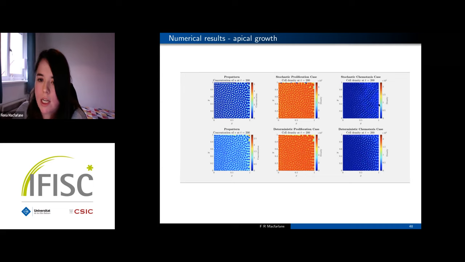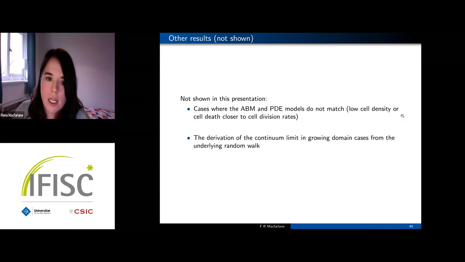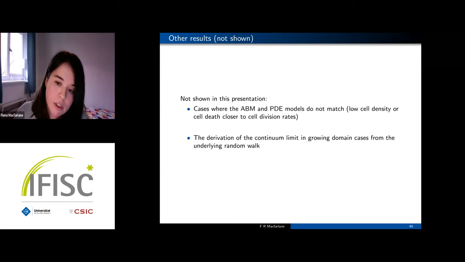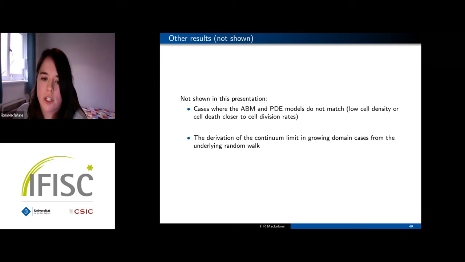Again, with these cases, we see a little bit more randomness in the individual based model. I've not had time to show you cases from that simulation where the agent-based model and the PDE model didn't match. Those were cases with low cell density, or where cell death was closer to cell division, which leads to a bit more randomness. I also didn't show the equations for the growing domain cases, as they're a little bit more complex, but if you are interested, you can take a look at the paper.